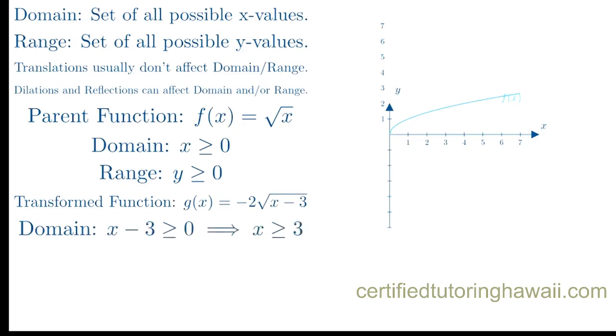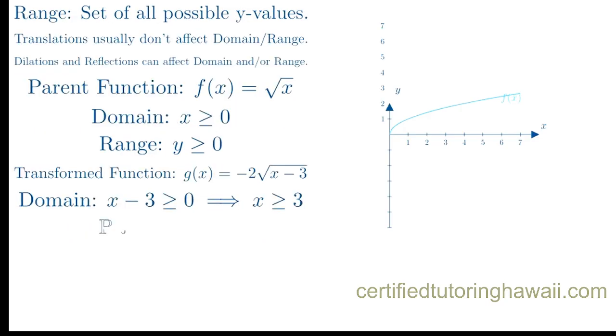Now for the range. The base square root function gives values from 0 to infinity, but we're multiplying it by negative 2 and then adding nothing. Multiplying by negative 2 makes all the positive outputs become negative, so the new range will be y less than or equal to 0. The vertical stretch and the reflection over the x-axis changed the range to y less than or equal to 0, so our final graph starts at 3, 0, and goes down and to the right.